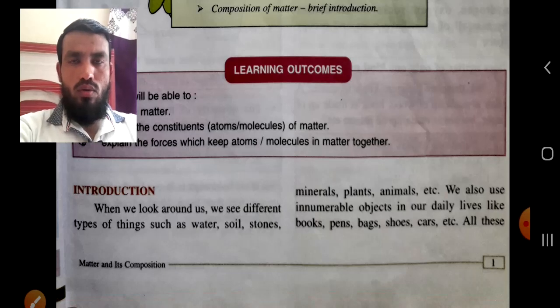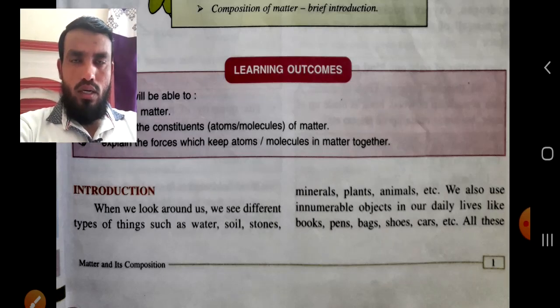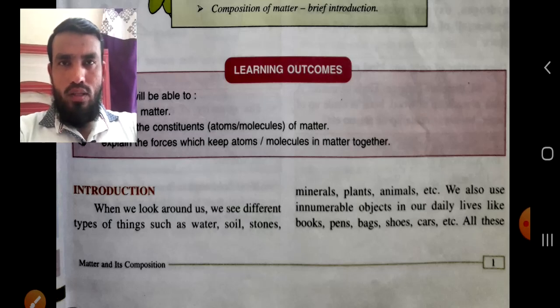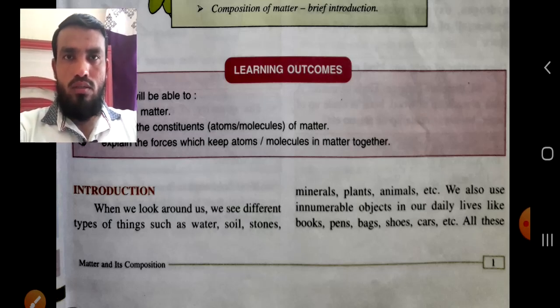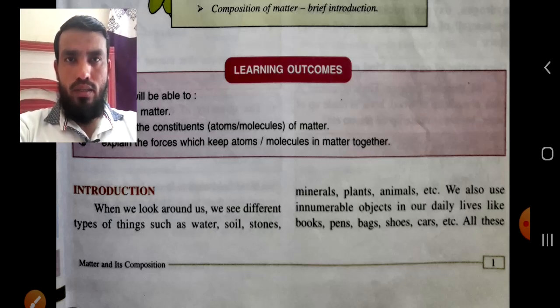So first of all, let's discuss the introduction. In our day to day life, when we are looking around our area or our houses, we can see different objects, different things like water, soil, stones, minerals, plants, animals, etc. Some are living things, some are non living things. That part we have already discussed in our previous classes: what makes the difference between living and non living things. But here we have to discuss the matter that is made for the living thing and for the non living thing, each and every.